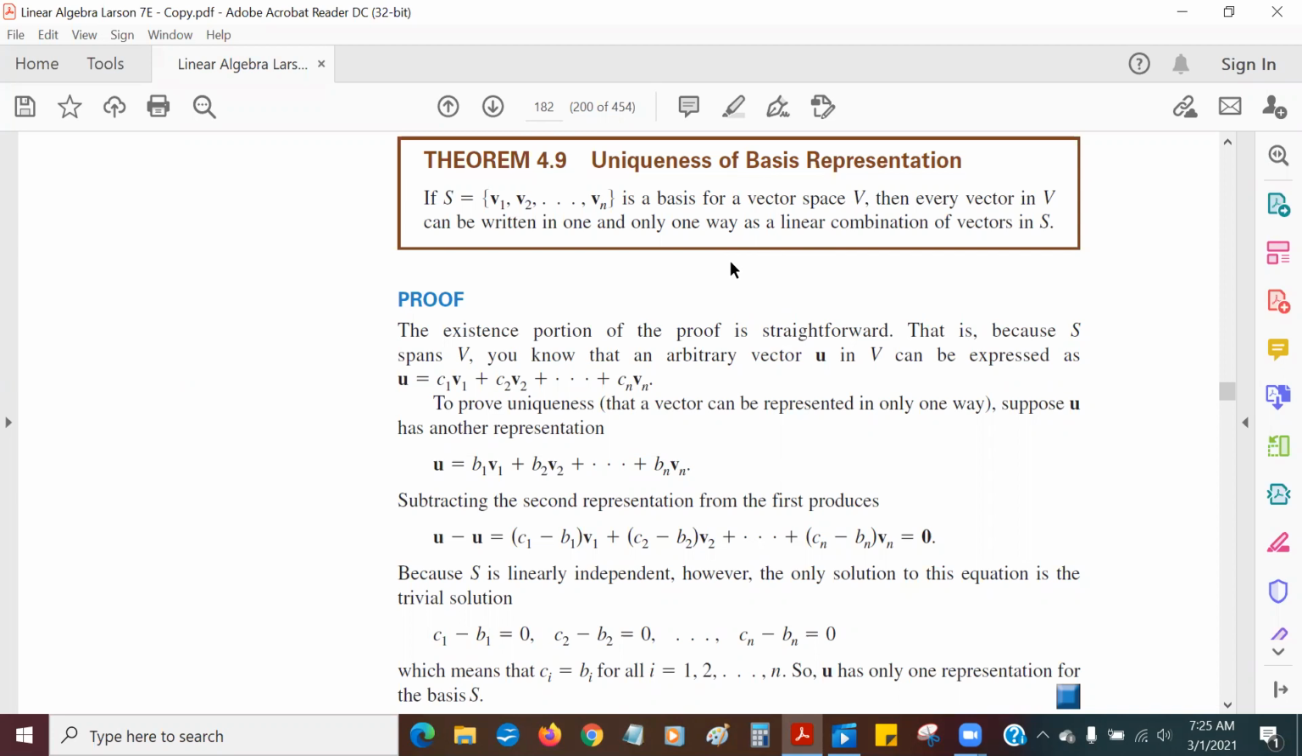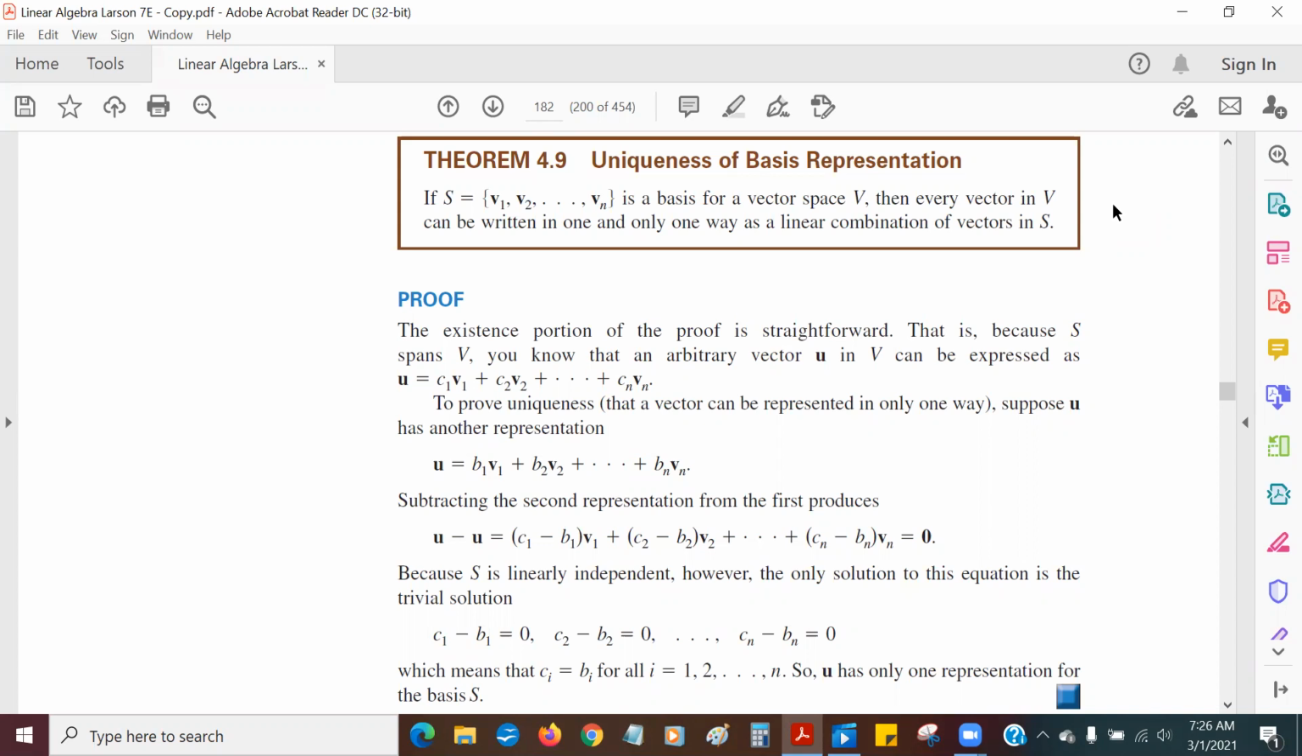So, for example, if I have some random vector, Bob the vector, and Bob the vector is equal to 3V1 plus 2V2 minus 7V3, and so on and so forth, that's the only way I could combine these vectors to get my vector Bob. That is what this is saying. So it's not saying there's only one basis. It's saying that once I have a basis, there's only one combination of vectors which is going to produce any particular vector in the vector space.